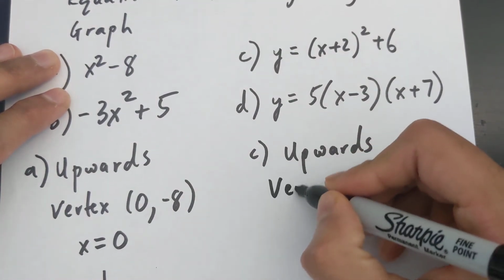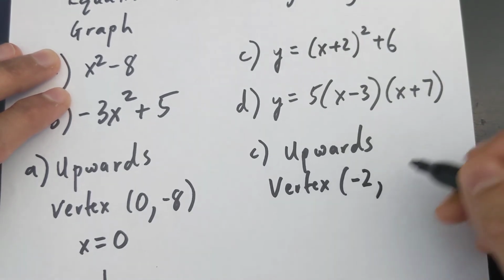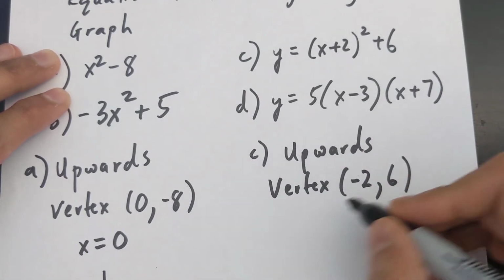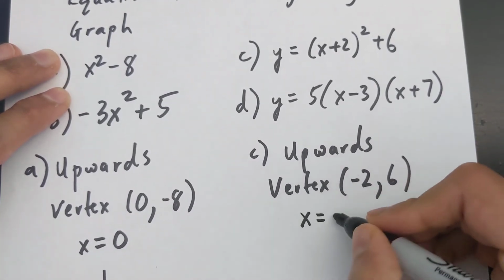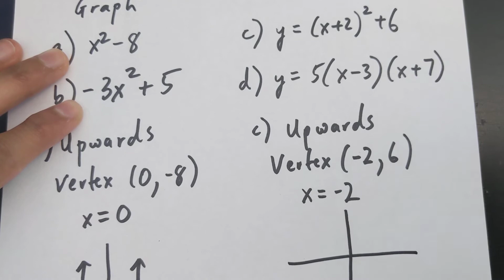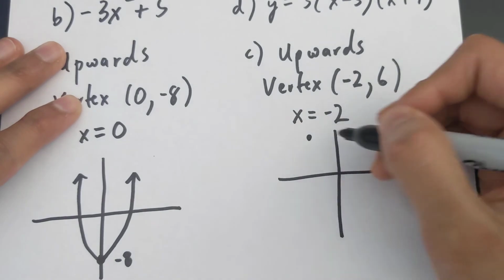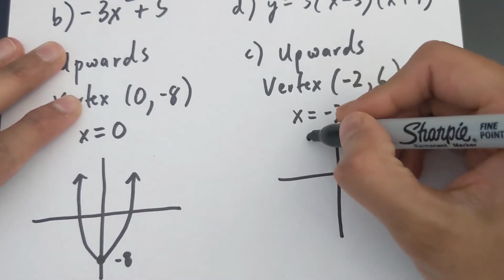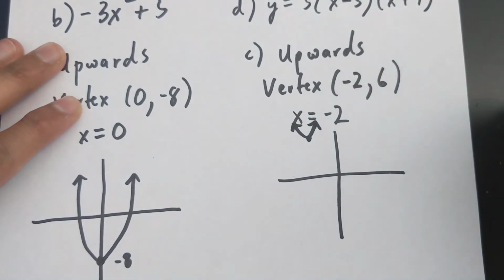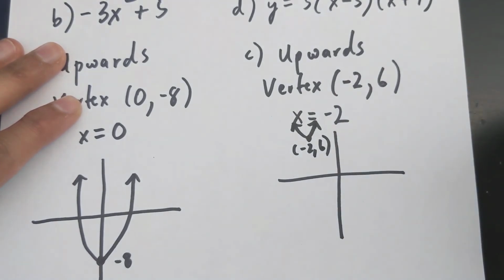My vertex, so I have x plus 2 here, so my x value is negative 2, and then just 6. You always flip the sign of the x value. My axis of symmetry is always the x value of my vertex, so x equals minus 2. And my graph, vertex is negative 2 and 6, so that's up there. It opens upwards, so it's going to go in that direction. It's actually going to go through the work, but I'm just going to draw it like that with a really small one. Okay, and basically negative 2, 6 is my vertex.